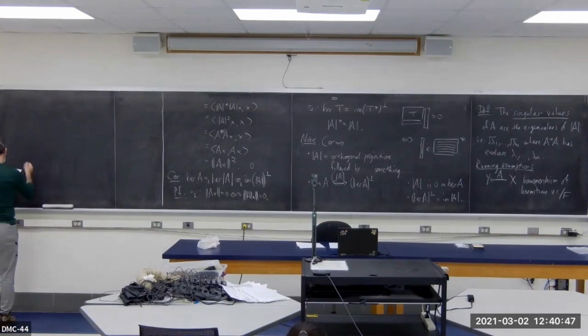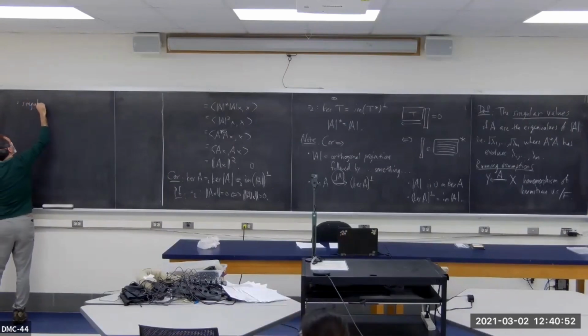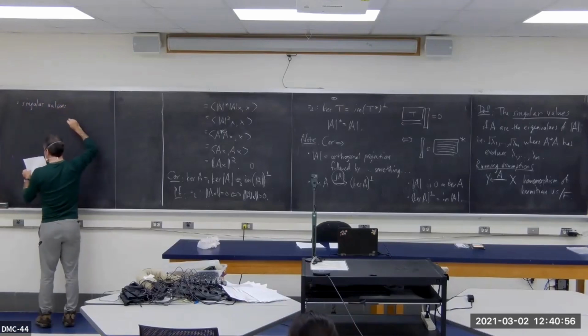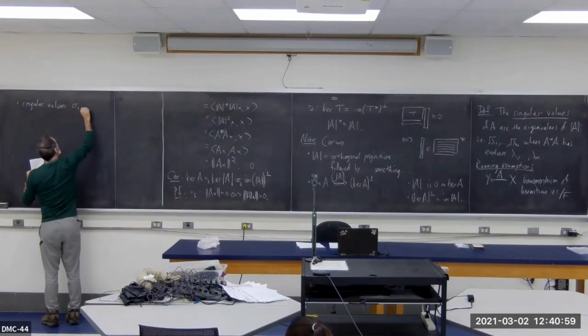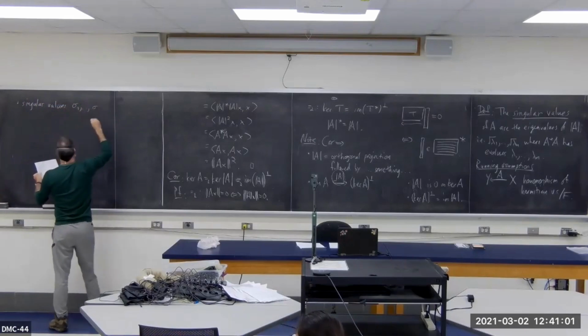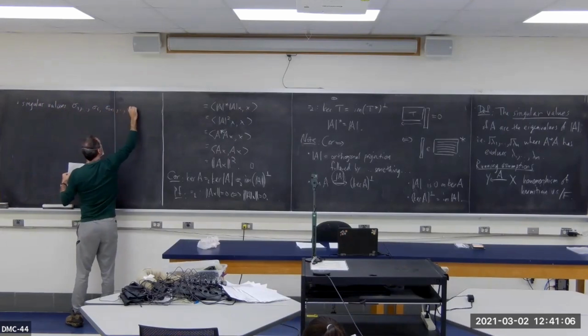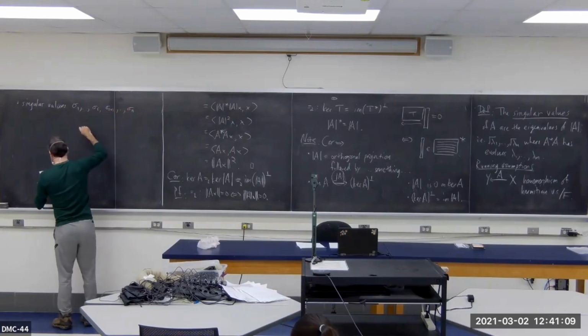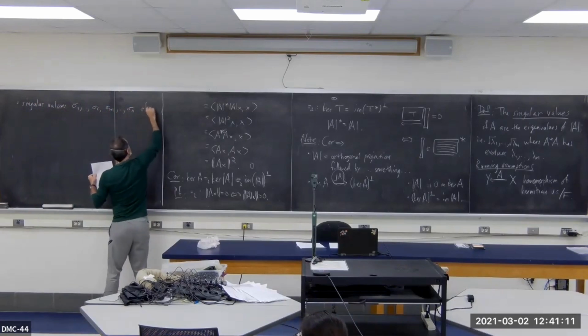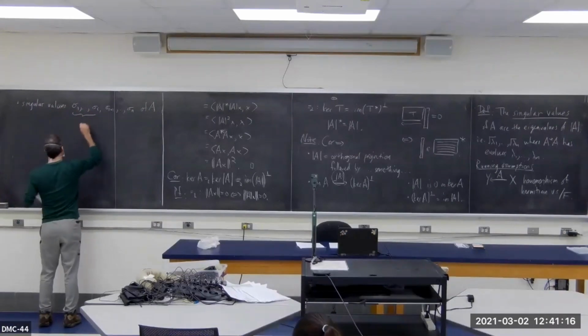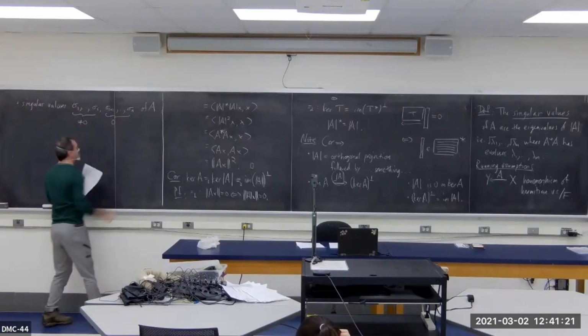Okay, let's see now. The singular values, remember, are the eigenvalues of the modulus. The singular values are going to be sigma 1 up through sigma r, and then sigma r plus 1 up through sigma n. These things, the singular values of A, remember these are eigenvalues of the modulus, and I want these first ones to be the ones that are actually not equal to 0. I want these last ones to be the ones that are 0.